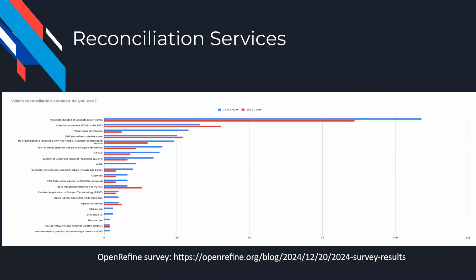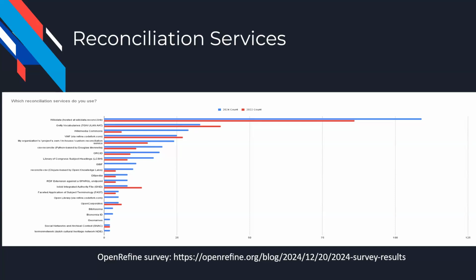So reconciliation services, they ask, how do you use it? Most of the folks use Wikidata. That is the default package within OpenRefine, which is fine. But if you have other services available that you want to check out, you can use them. You can see a lot of the common ones here: the Getty vocabularies, probably for artists, Wikimedia Commons, VIAF as well, I think for names. As you go down the list, you see even ORCID.